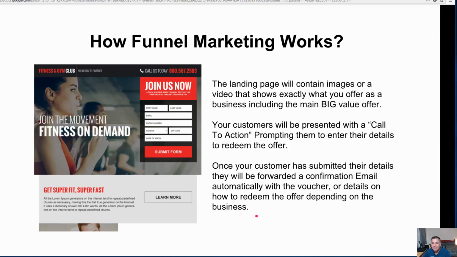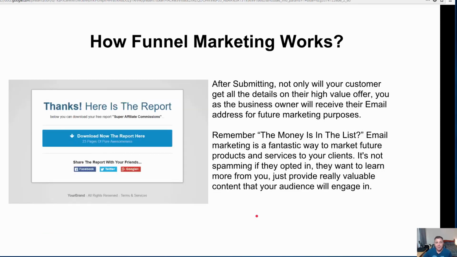Once your customer has submitted their details, they will automatically be forwarded a confirmation email with the voucher or whatever details they need on how to redeem the offer. And of course, this is all business dependent. It depends what your offer is, but this can all be changed and worked around. And then they simply get a thank you page. They will need to go and check their email.